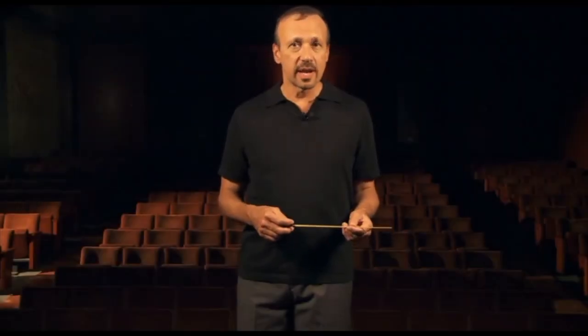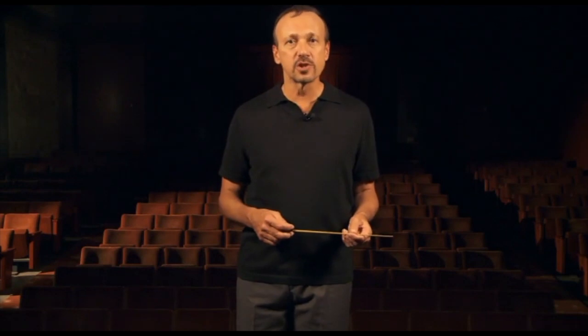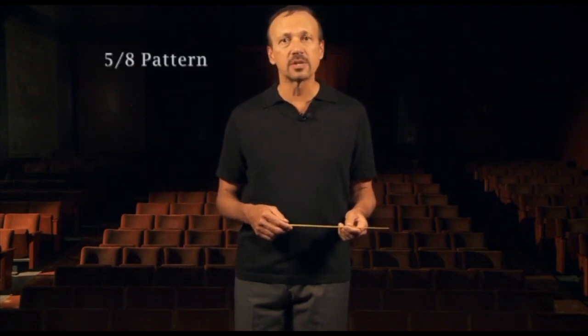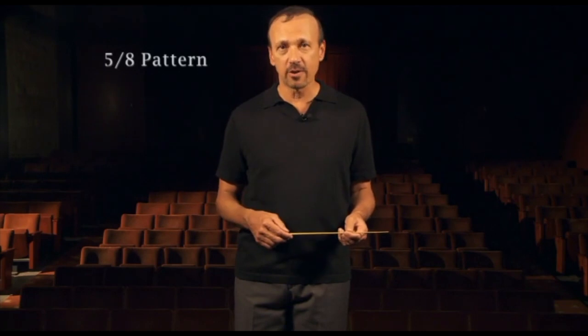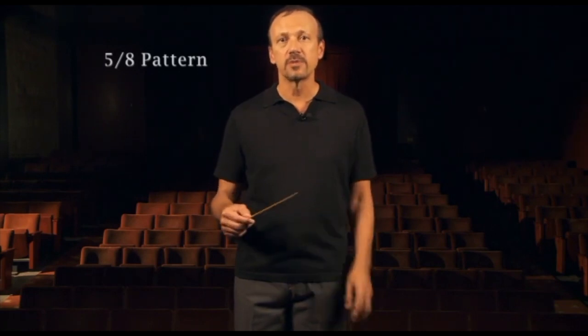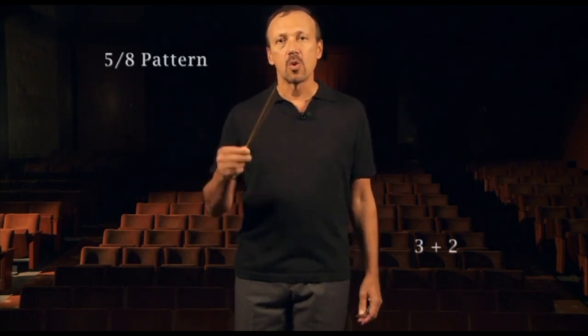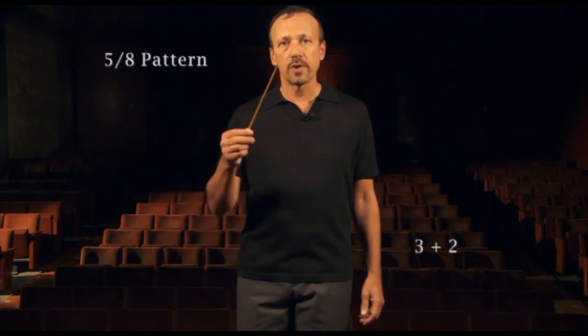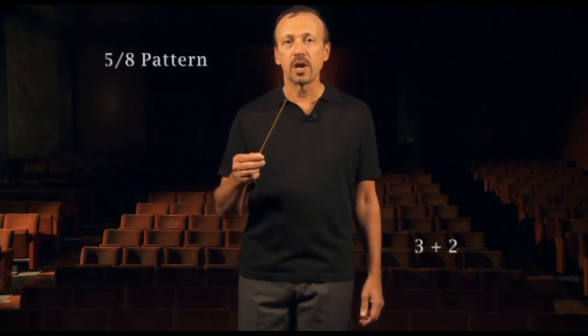When conducting an asymmetrical meter, use a conventional pattern and lengthen or shorten the duration of a particular beat accordingly. For example, a 5/8 that is divided as 3 plus 2 requires a 2 pattern with a longer first beat. For example, 1, 2, 3, 4, 5, 1, 2, 3, 4, 5.